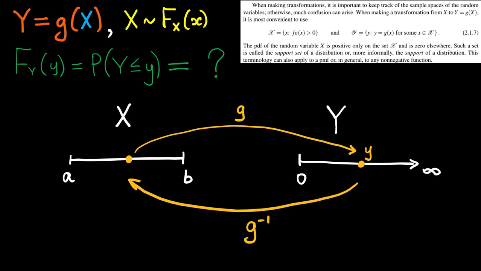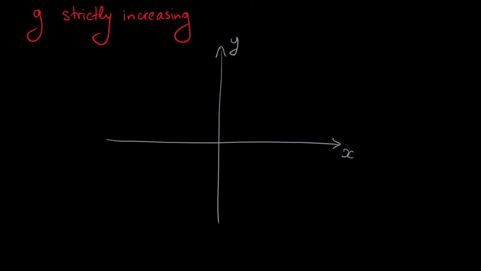If the function g is one-to-one, then the preimage operator associated with this function is a function, which we'll call the inverse of the function g. Let us briefly observe a strictly increasing function. Here's our x-axis, our y-axis, and let's pick our strictly increasing function to look like this. This is y equals g of x.